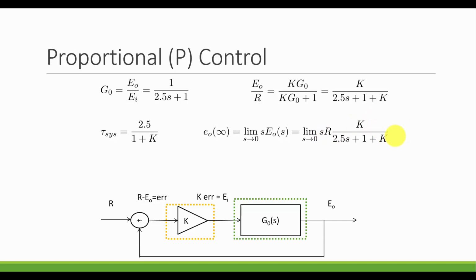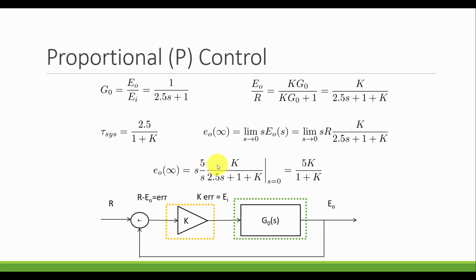Now, in this system, my reference is, again, what do I want my output to look like? I want it to look like a step function with an amplitude of 5 volts. So capital R is going to be the Laplace transform of that 5 volt step function, which is 5 over s. So R becomes 5 over s, and I have the s over here, so those two s's are going to cancel each other out in this calculation.